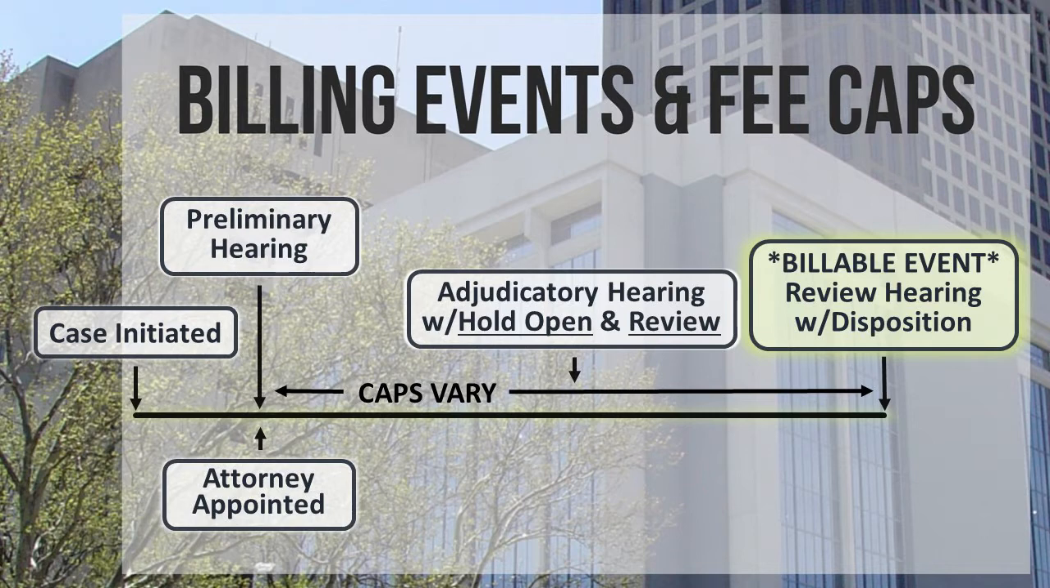In our last example, Mr. Doe is found guilty, but the court holds the case open and sets a review hearing. At the review hearing, the court dismisses the entire case and no further court dates are set. Therefore, the final disposition occurred at the review hearing.